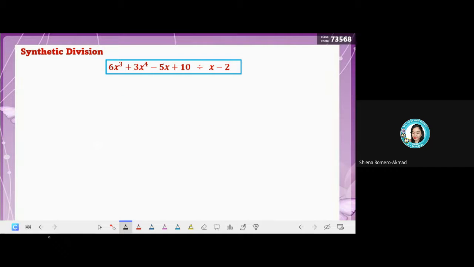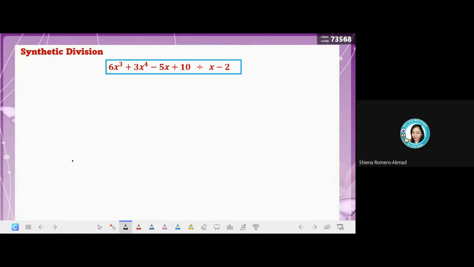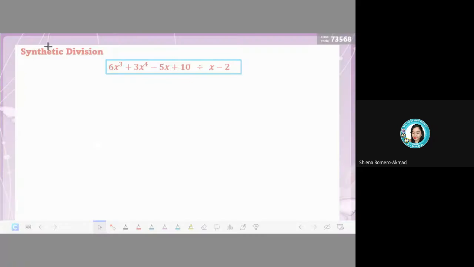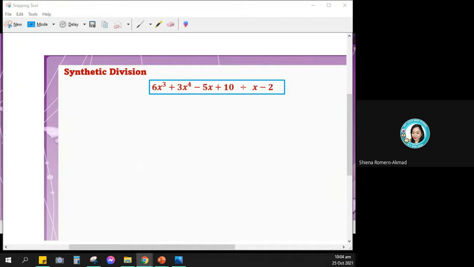So I want you to try this. Ano oras na ba? 10. Dali lang naman. Di ba? I want you to try this. Kanya-kanya kayong... Kaya nyo ba magsulat? Kaya. Kaya yan kasi ano lang naman. Numerical coefficient. Ang gagawin ko ay... screenshot ko to. Nilalagay ko sa Jamboard.